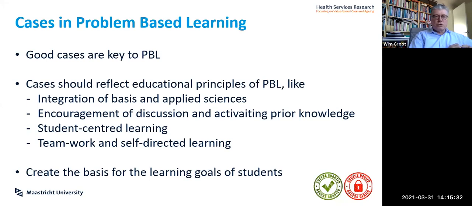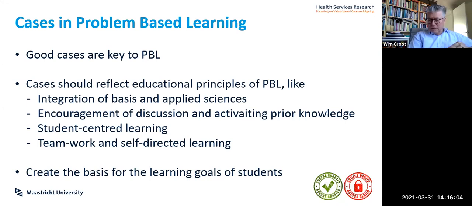And it should, and that I think is the primary objective of cases in PBL. It should be the starting point of self-directed learning. The pre-discussion of the cases in PBL should lead to the learning objectives, and the learning objectives are the starting point for self-directed learning.